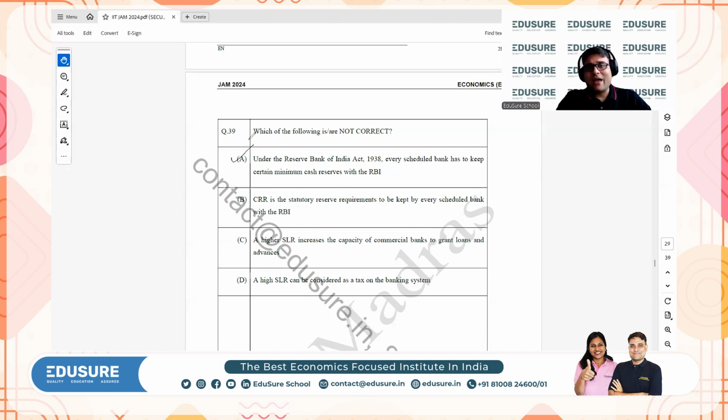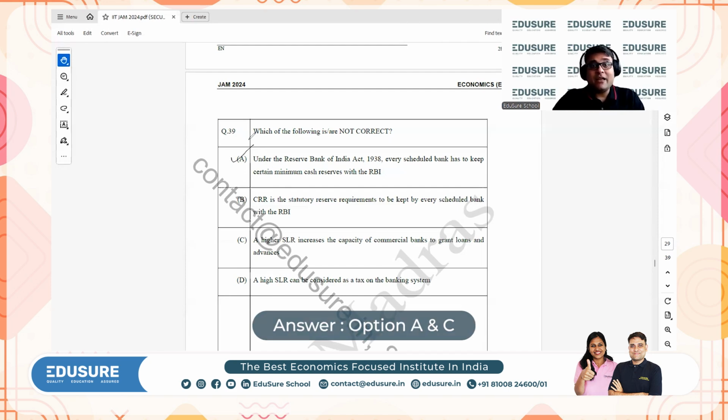Option D: a high SLR can be considered as a tax on the banking system. This is correct. A high SLR limits the funds available for lending and thus imposes an indirect cost which is akin to a tax. So A and C are incorrect, B and D are correct. So let's mark the answers, which are A and C.